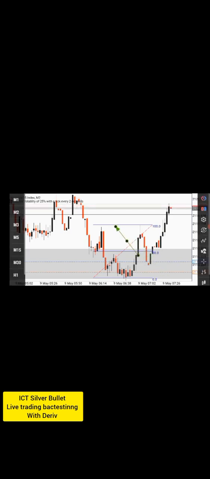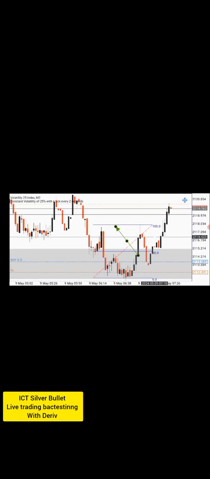I took my entry from there, and you can see the Silver Bullet strategy is a very powerful strategy once you understand it, but it's a time-based strategy. Time-based strategy. You can see, I took my entry here. Now let me use my cross here so that we can see the timing. Okay, so my entry was here, right?